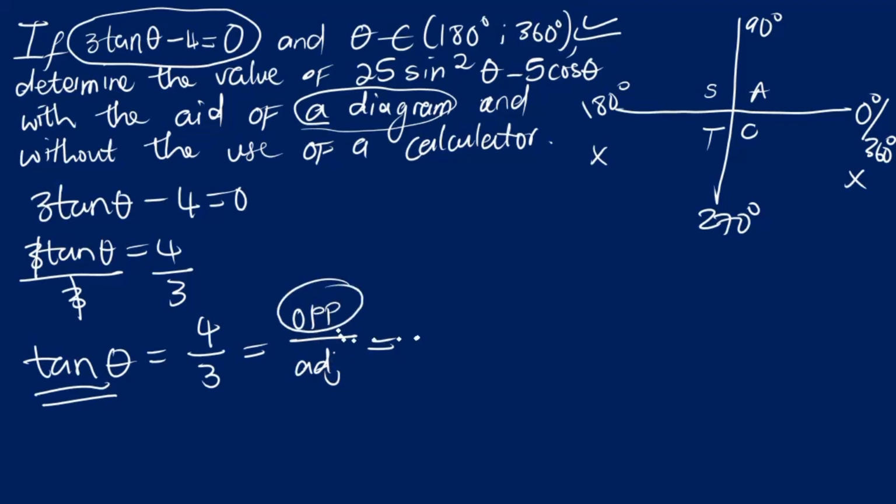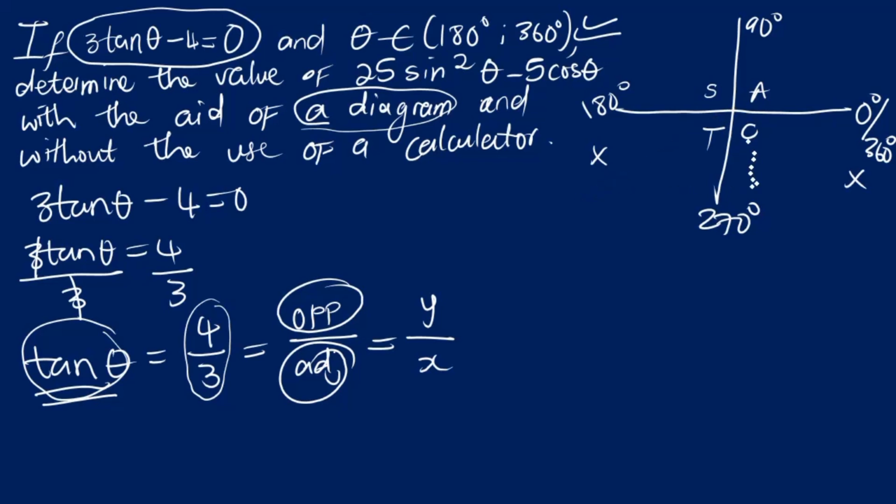Right? How do we represent the opposite in trig? It's represented by y. How do we represent the adjacent? It's represented by x. So now, what we know is that our tangent is positive, because we can see that this fraction is positive. So we still have to decide whether our terminal is going to be on this side or on this side. All set? Now, if our terminal is on this side of the Cartesian plane, values that go to this side are negative and values that go downwards are negative.